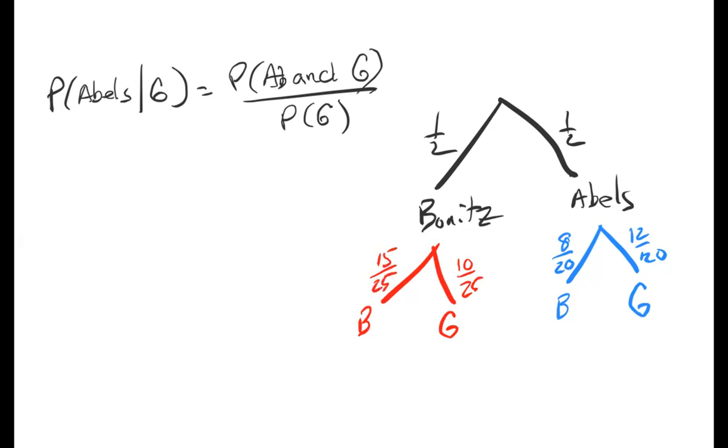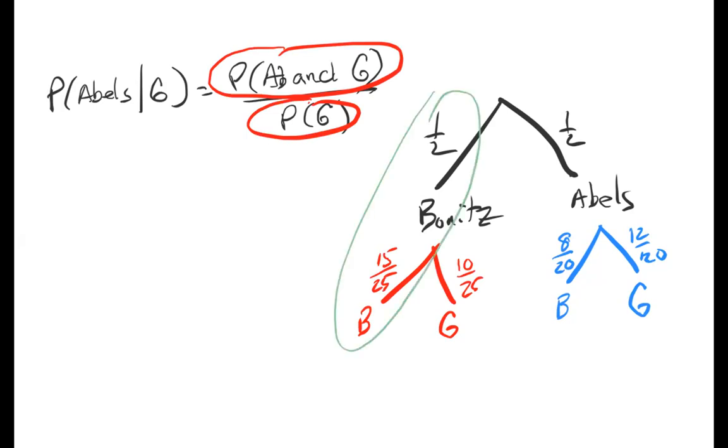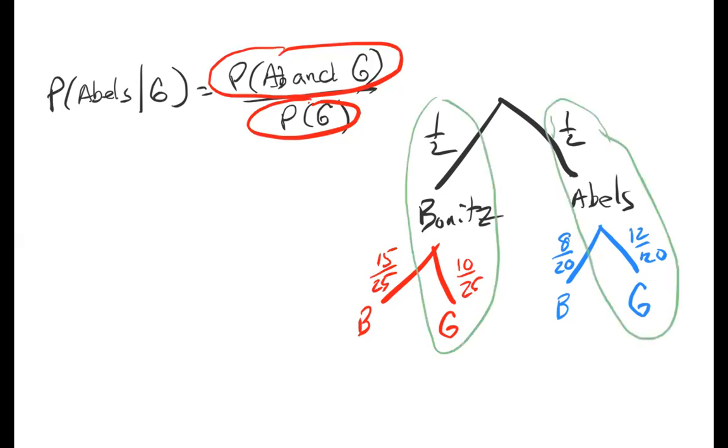So we could use the tree diagram to help us find those two values. The probability you're a girl would be those two paths right there. Oops, that's a boy, by the way. That doesn't make any sense, does it? Sorry. I shouldn't have circled that path. Okay. Probability it's a girl would be this path or this path, which would be 1/2 times 10 out of 25 plus 1/2 times 12 out of 20. Okay. I'll circle that right there.